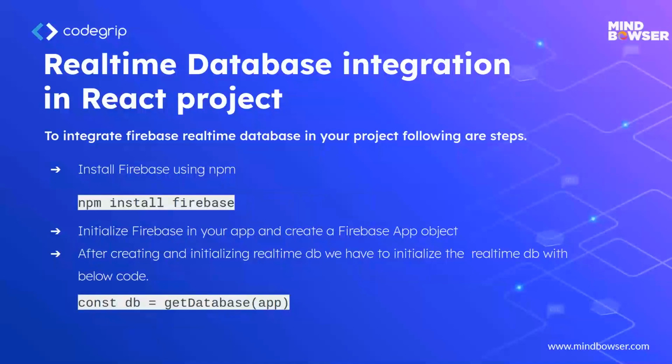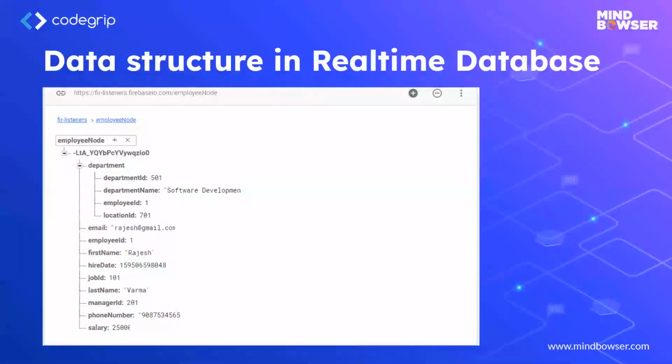So next was data structure in the real-time DB. This is a DB diagram taken from the Firebase real-time DB console. As you can see here, the employee node is the main node of the database. Then after that, the key which is provided by the real-time DB itself. Then the department is a nested node in which we can see the department ID, department name, and employee ID. After that, all of it is key and value pairs, which are synchronized with the employee.